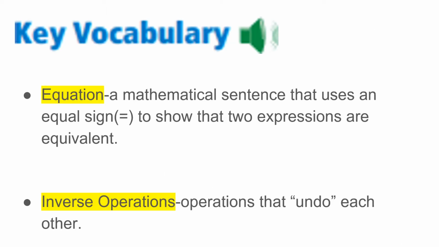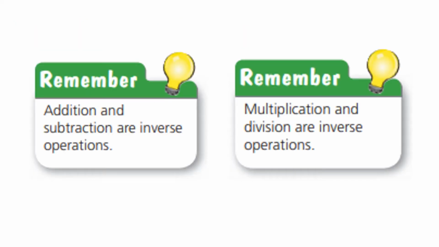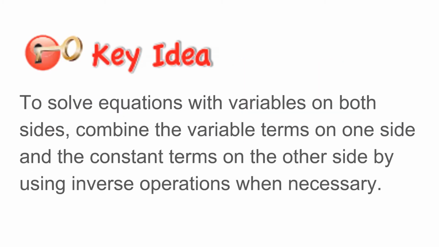As a review, we're going to go over some key vocabulary that we've learned in the past. An equation is a mathematical sentence that uses an equal sign to show that two expressions are equivalent. Inverse operations are operations that undo each other. Remember, addition and subtraction are inverse operations, and multiplication and division are also inverse operations. The key idea of solving equations with variables on both sides is to combine the variable terms on one side and the constant terms on the other side by using inverse operations when necessary.